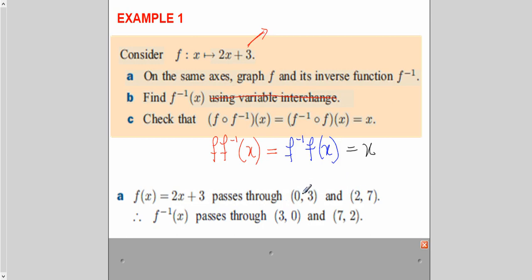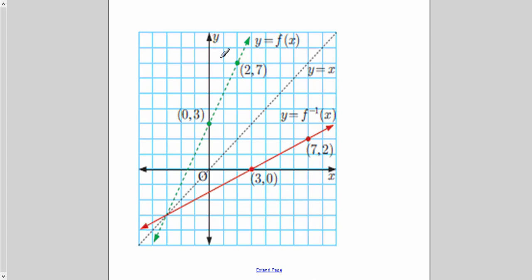Okay, and exactly the same thing is done here. For the inverse function, we are interchanging the points. So when you are sketching it, this is how you will sketch it. And you can see the line y equals x is exactly passing through the center so that it looks symmetric, right?